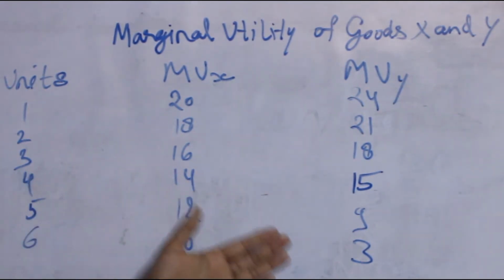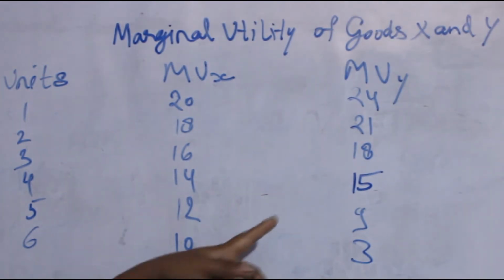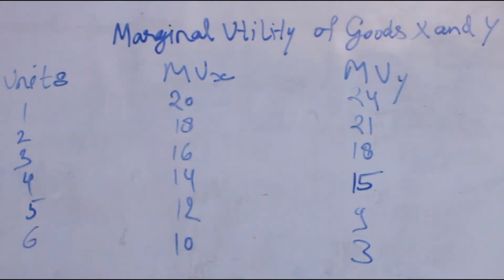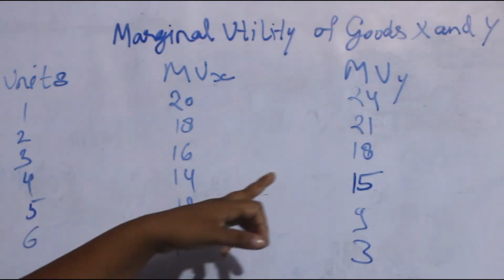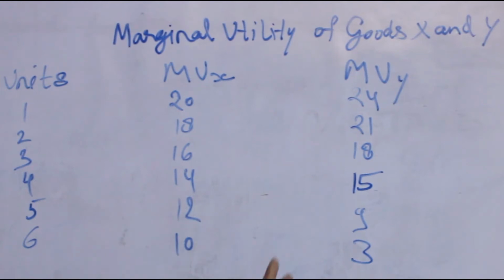And when we move to the third column, we can see the marginal utility of commodity Y. First unit of Y gives 24 utils of marginal utility. Second unit of Y gives 21 utils of marginal utility. Third unit of Y gives 18. Fourth gives 15. Fifth gives 9. And the sixth, or the last unit of Y, gives 3 utils of marginal utility.